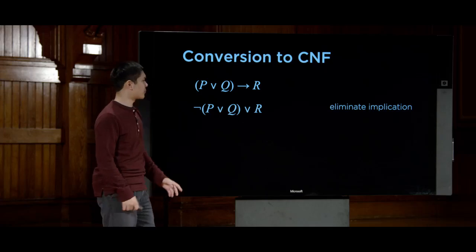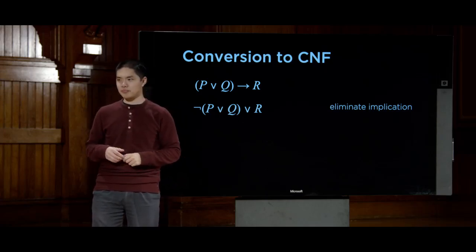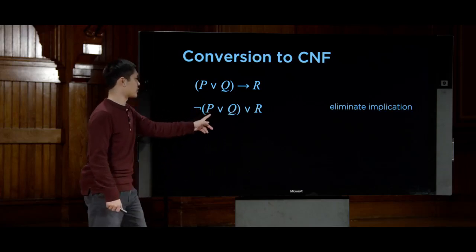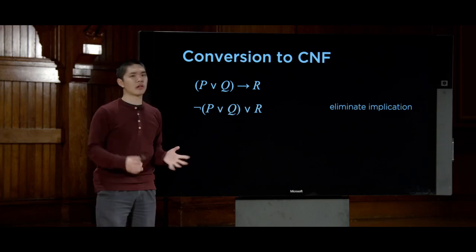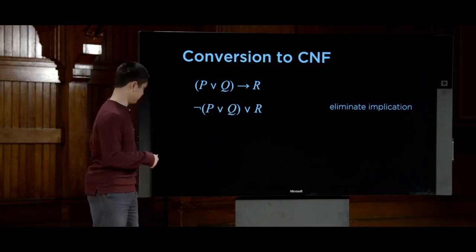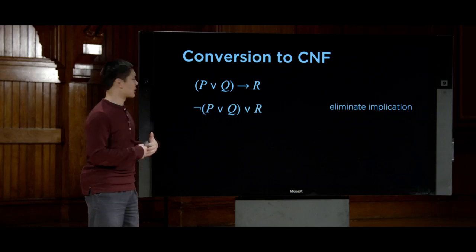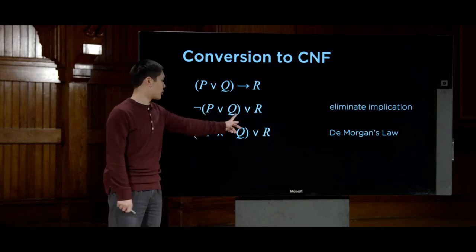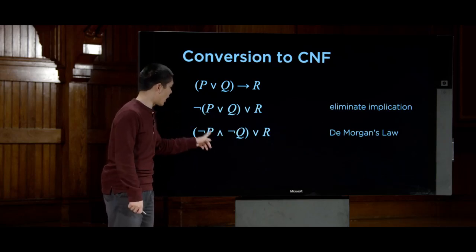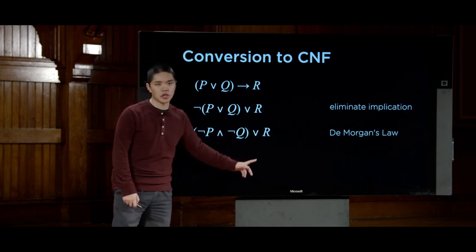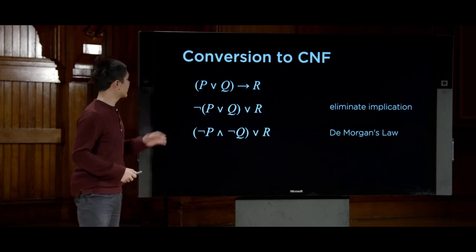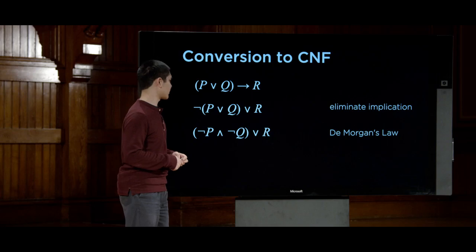So that's the first step. I've gotten rid of the implication. And next, I can get rid of the not on the outside of this expression too. I can move the nots inwards so they're closer to the literals themselves by using De Morgan's laws. And De Morgan's law says that not (P or Q) is equivalent to not P and not Q. Again, here just applying the inference rules that we've already seen in order to translate these statements.